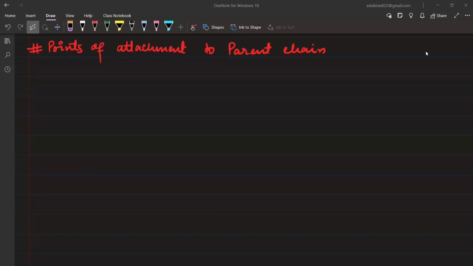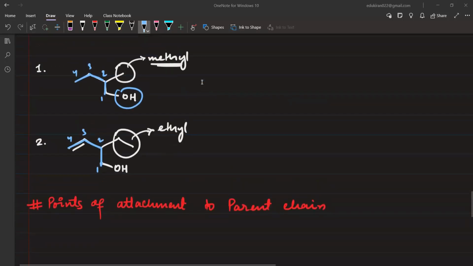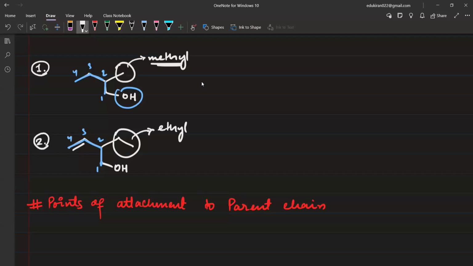Points of attachment to the parent chain. Okay, so I will start with a simple case. Please don't write anything. Look at this now and try to see that I have identified the substituent as methyl, and here we have ethyl. Try to understand.